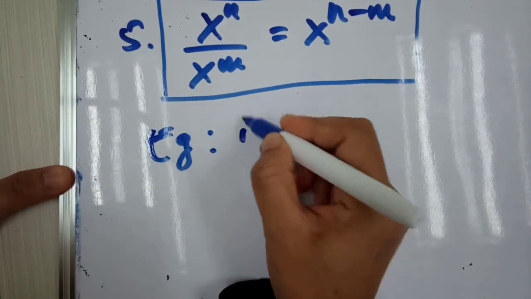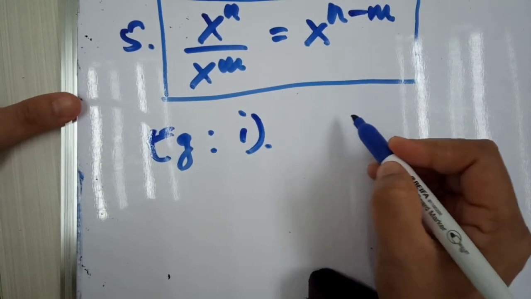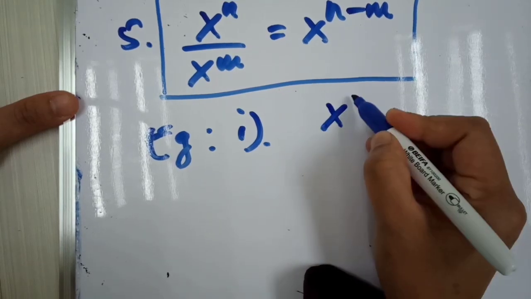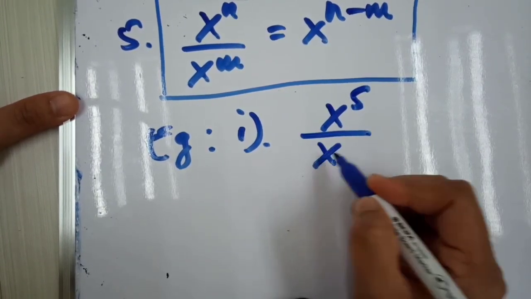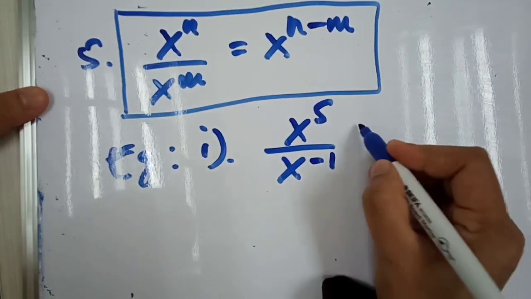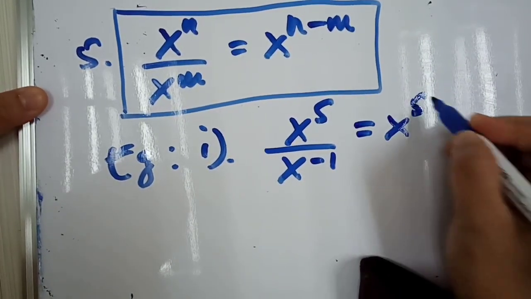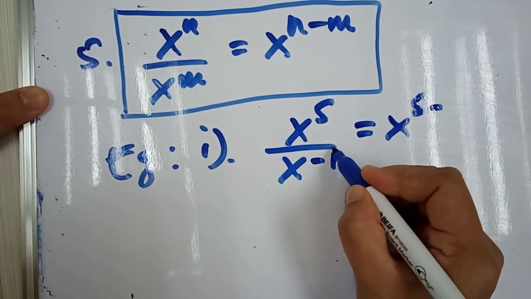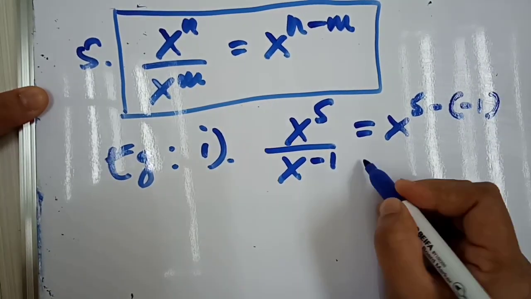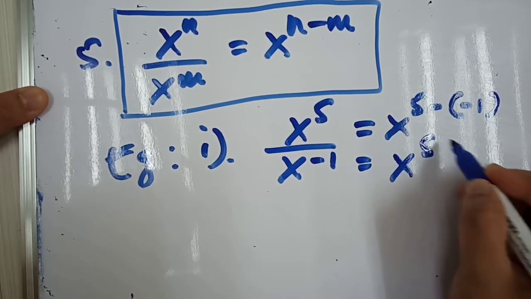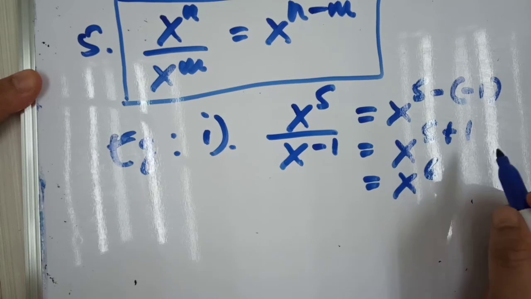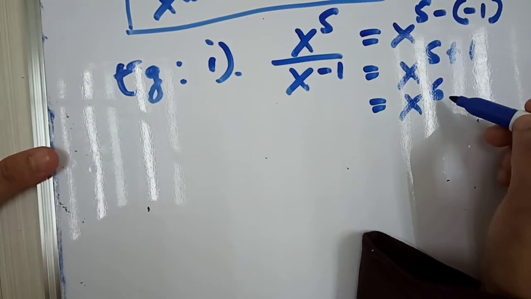Example number 1. Let's say you have x power of 5 divided by x power of negative 1. So how can we solve this? The division represents minus, so it will be x power of 5 plus 1, the answer is x power of 6. Okay, so the answer is x power of 6.